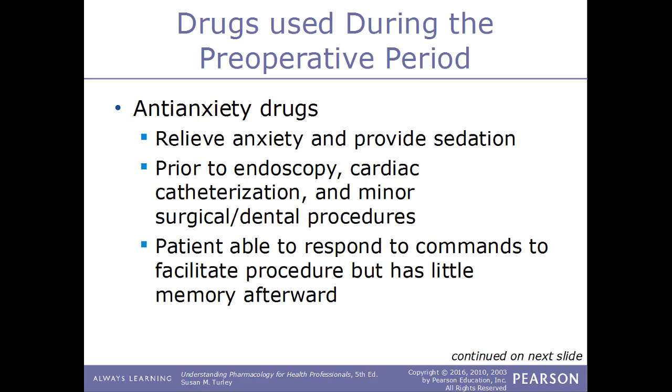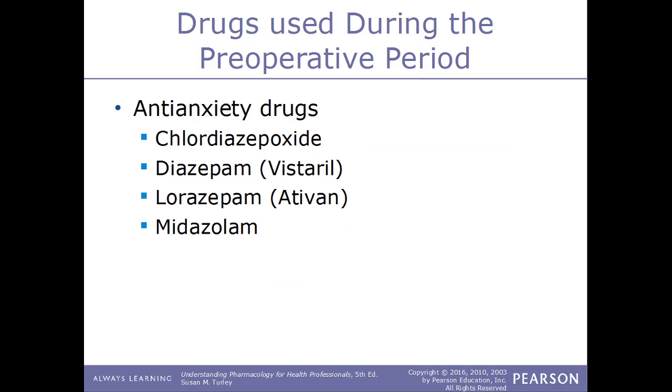Another class of drugs that could be given in a pre-op setting: anti-anxiety drugs. Of course, these are given to relieve anxiety and to provide sedation. These are given prior to endoscopy or cardiac catheterization or minor surgical or dental procedures. And even after these drugs are administered, the patient is able to respond to commands from the medical staff, but they will have little or no memory afterward of the procedure. Some examples of anti-anxiety drugs: chlordiazepoxide, diazepam, also known as Vistaril, lorazepam, also known as Ativan, and midazolam.